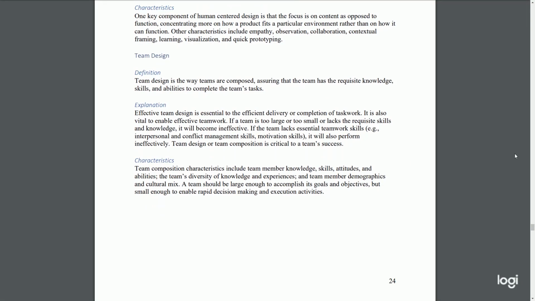Characteristics. Team composition characteristics include team member knowledge, skills, attitudes, and abilities, the team's diversity of knowledge and experience, and team member demographics and cultural mix. A team should be large enough to accomplish its goals and objectives, but small enough to enable rapid decision-making and execution activities.